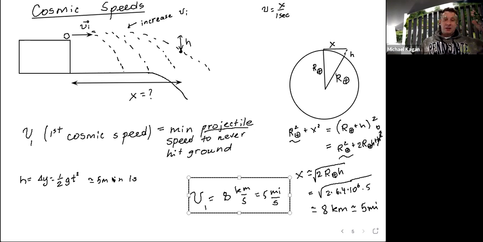So just to give you a sense, this is a pretty fast speed. The projectile will orbit the Earth if it makes 5 miles every second. That means going from your home to school takes a few seconds. So if you go that fast, you'll never fall. Okay, any questions?